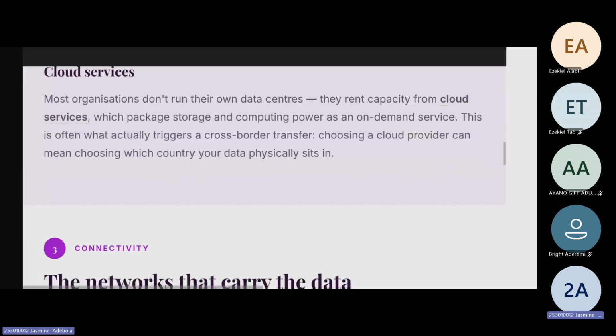And then the network that carries the data. This is not too important, it's just an explanation of data infrastructure. So there are fiber networks and submarine cables to move data between cities and continents, and internet exchange points to interconnect local networks without routing everything through an expensive international link. That's essentially what is explained there.